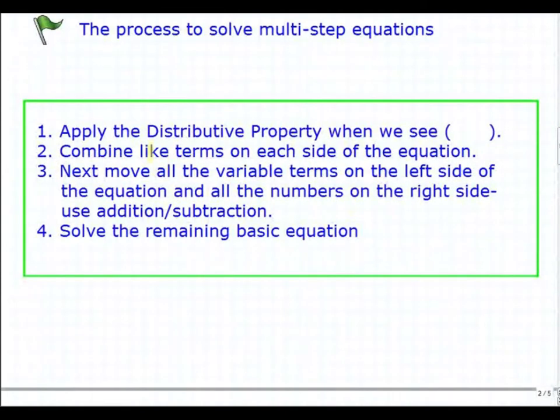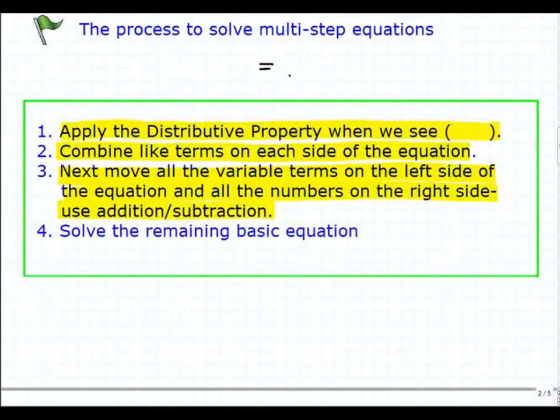So the first thing you're going to do is apply the distributive property when you see parentheses and a number outside of it. And I'll show you in an example what I'm talking about. Then next, you're going to combine like terms on each side of the equation. Then you're going to put all the variable terms on the left-hand side of the equation and all the numbers on the right-hand side using addition and subtraction inverse operations.